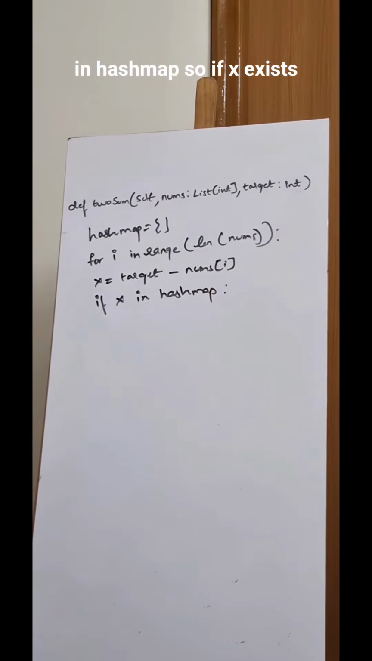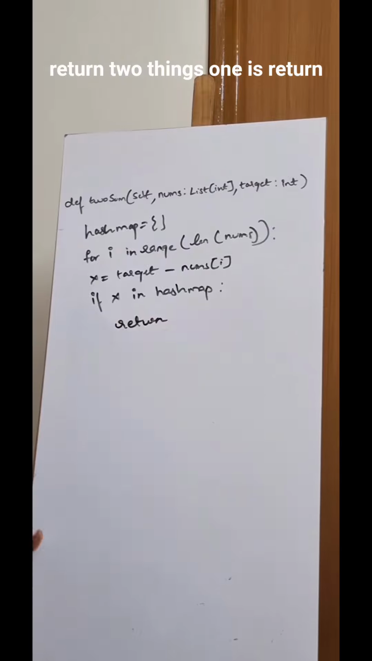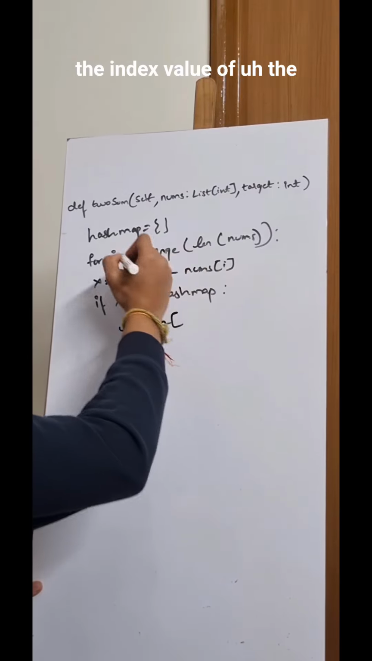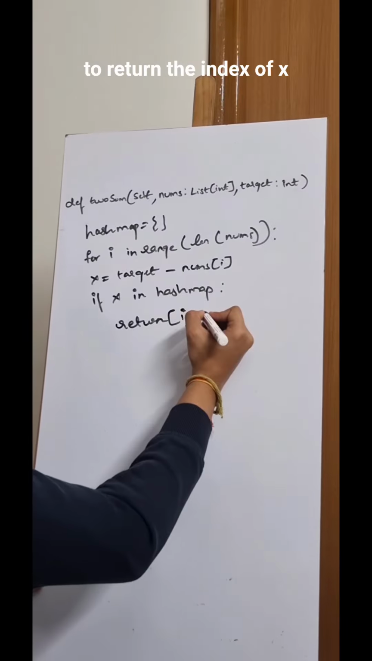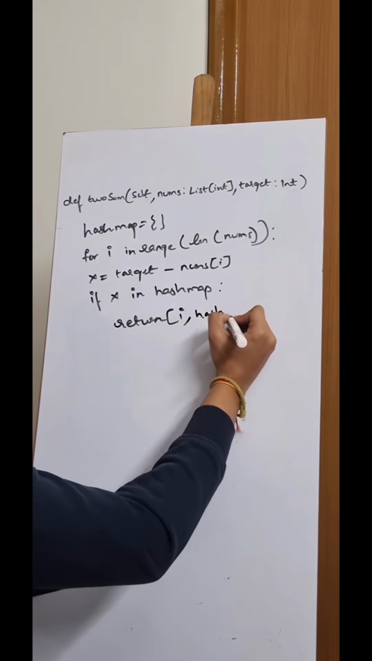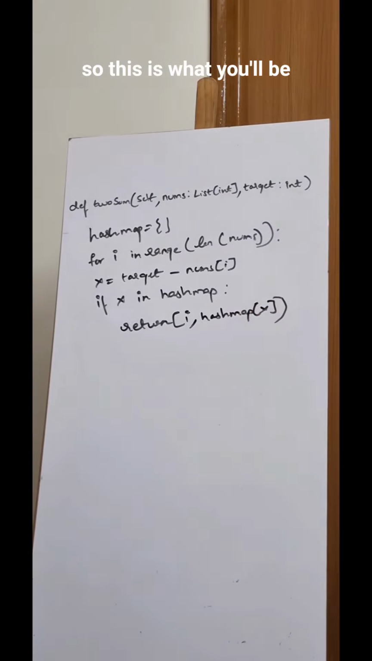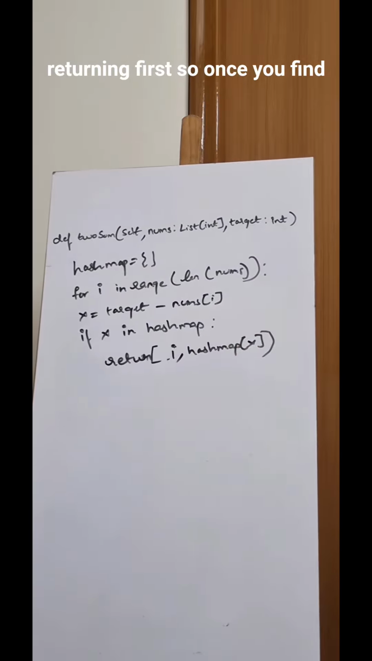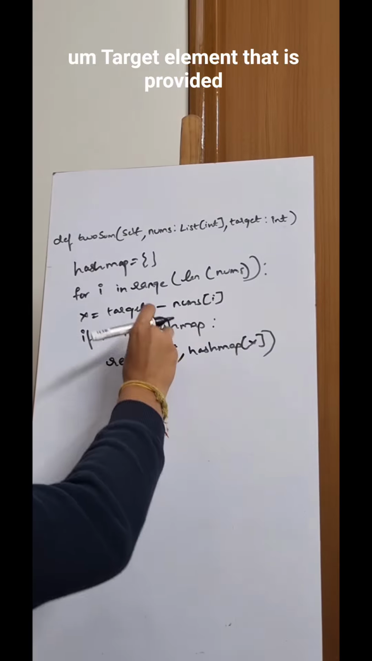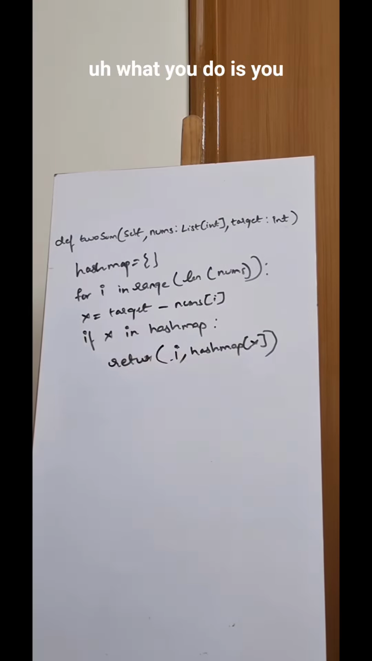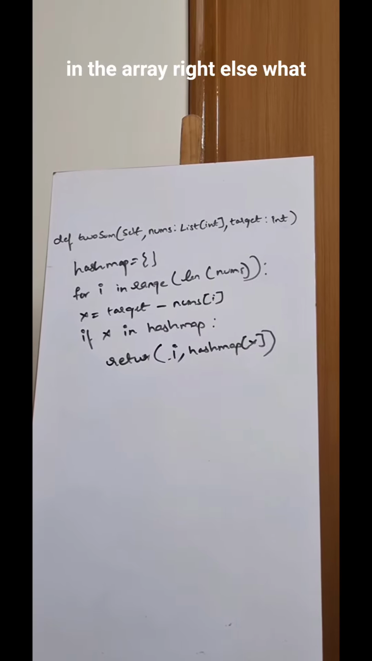so if x exists in the hash map, then you have to return two things. One is the index value of the specific i, and then you have to return the index of x. So this is what you'll be returning first. Once you find two specific elements which sum up to the target element that is provided, you return the indices of those two elements in the array, right?